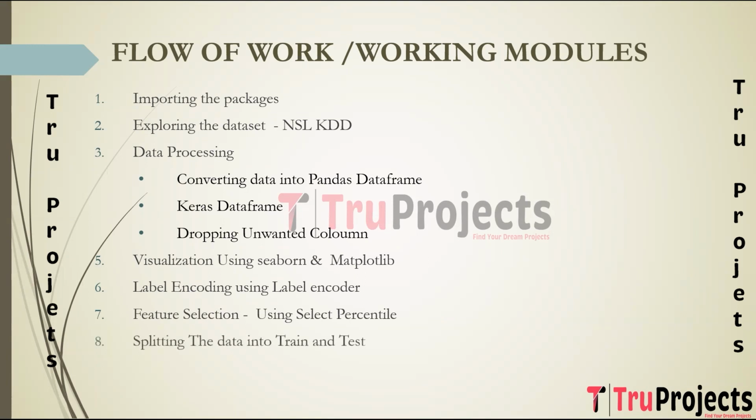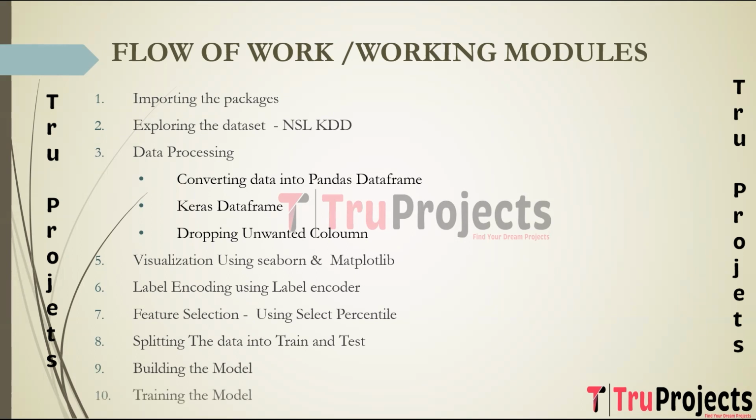Splitting the data into train and test. The data is split into training and testing sets. The training set is used to train the machine learning model while the testing set is reserved for evaluating its performance. Building the model. In this module, deep learning models are constructed. This involves defining the architecture of the neural network and choosing the specific algorithm for traditional machine learning.